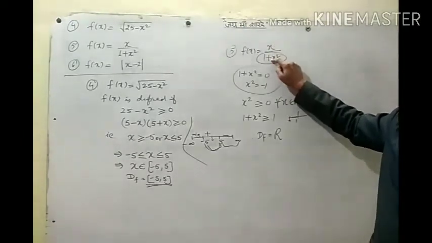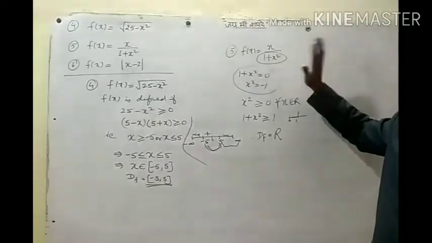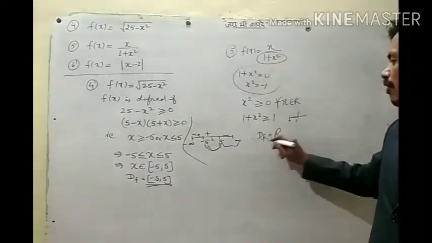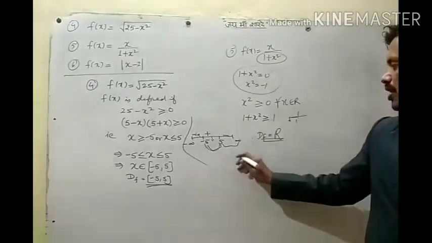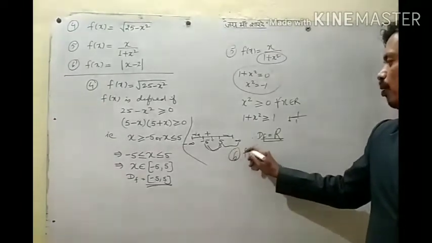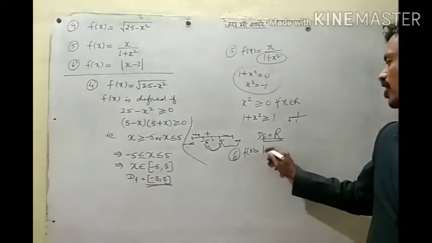0 by 1 plus 0 is one value. 0 is there. Okay? So its domain is the set of real numbers. Now in the 6th question we have the mod function, modulus function, mod of x minus 2.